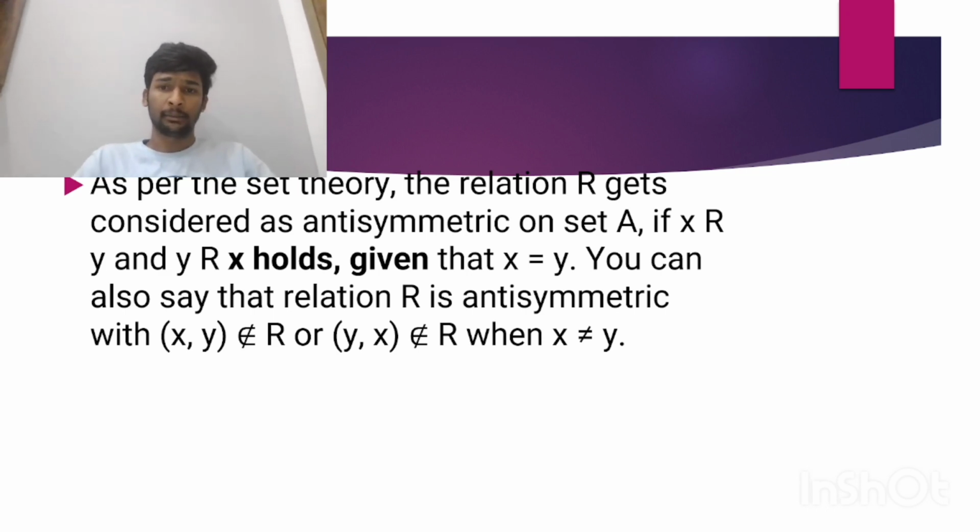Let's see this deeply. If x and y belong to the same set, then it gives x equals y. If that does not belong to R, then x is not equal to y. So this comes under antisymmetric. As this comes under set theory, the relation R gets considered as antisymmetric on set A.